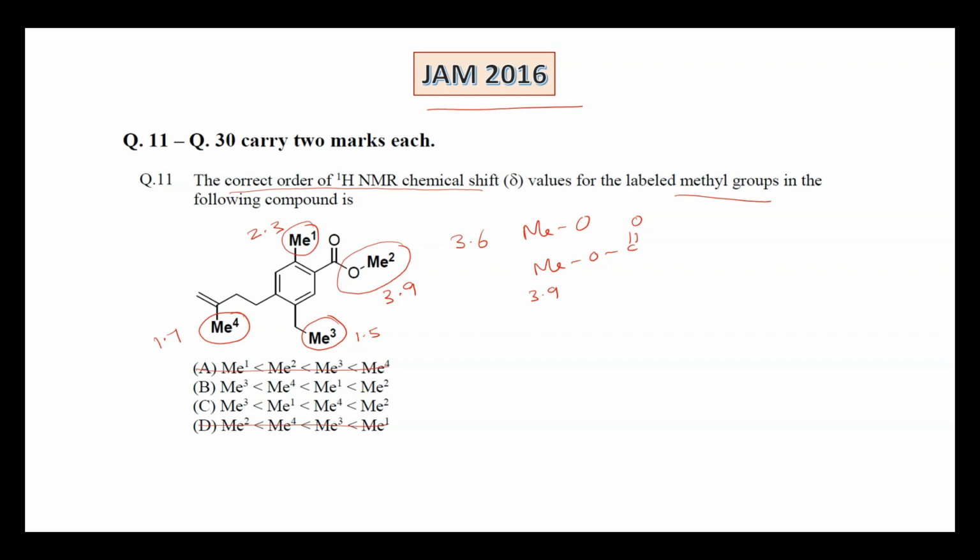Now methyl 3 is highly shielded, it comes around 1.5. And methyl 4 is 1.7, methyl 1 is 2.3. So the order is methyl 2, methyl 1, methyl 4, and methyl 3. So option B is the right answer.